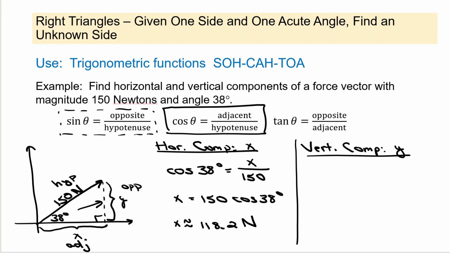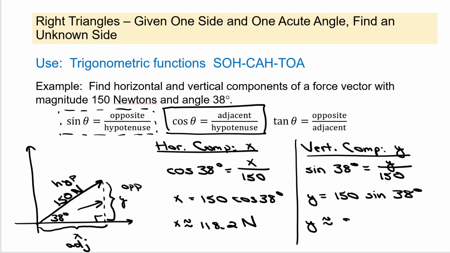So I'm going to set up an equation that says the sine of 38 degrees equals opposite, that's my unknown y, over hypotenuse, 150. And now I just solve for y. So I multiply both sides by 150. Stick it into my calculator, and I get y is approximately equal to 92.3 newtons. Okay? So now we've used right triangle trig to help find the vertical and horizontal components of a vector.